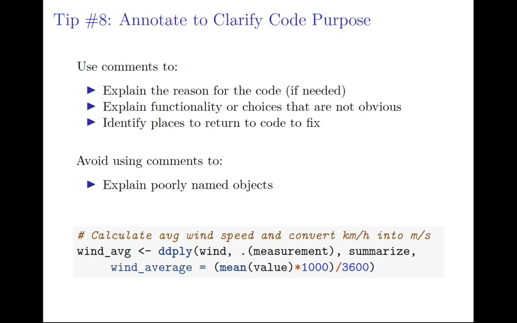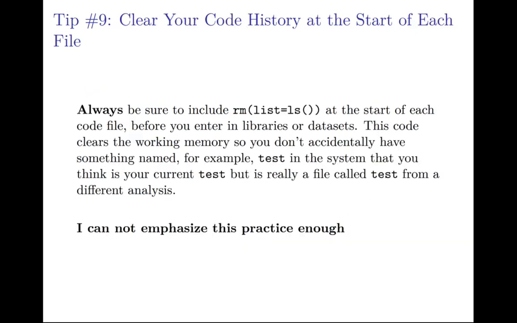So here's just an example. I was creating wind averages and also converting wind speeds from kilometers per hour into meters per second. And so I had a comment here to just tell myself what I was doing in case I couldn't remember that multiplying by 1,000 and dividing by 3,600 meant converting from kilometers per hour into meters per second. And tip number 9 is about clearing your code history at the start of each file.